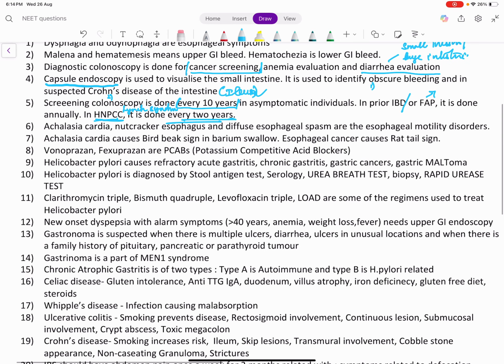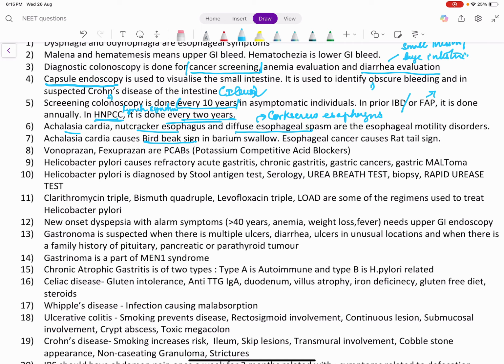Okay, now coming to esophagus, we have three esophageal motility disorders. One is achalasia cardia, nutcracker esophagus, and diffuse esophageal spasm. This diffuse esophageal spasm causes a finding called corkscrew esophagus in barium swallow. The finding we get in achalasia cardia is the bird beak sign. That is, the distal part of the esophagus is narrow. There will be proximal dilatation because the distal myenteric plexus fails to relax.